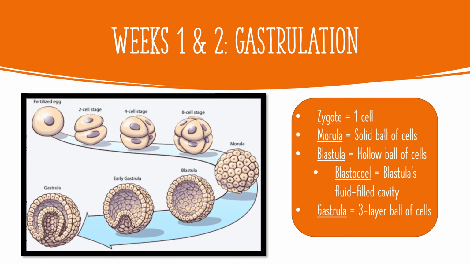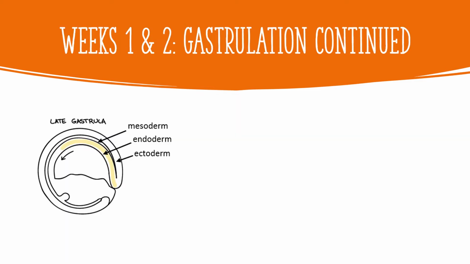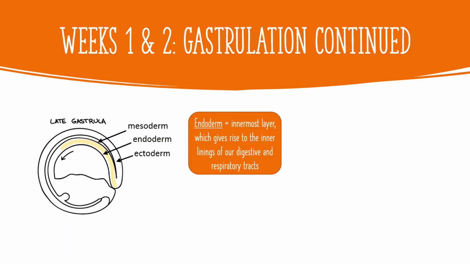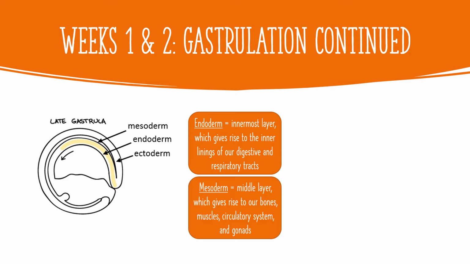Let's go through these three layers one at a time. The innermost layer is known as the endoderm. This gives rise to the inner linings of our digestive and respiratory tracts, including the lining of our lungs. Next up, we have the mesoderm, or the middle layer. This helps us get around in a number of ways, as it gives rise to our musculoskeletal system, our circulatory system, and our reproductive organs.